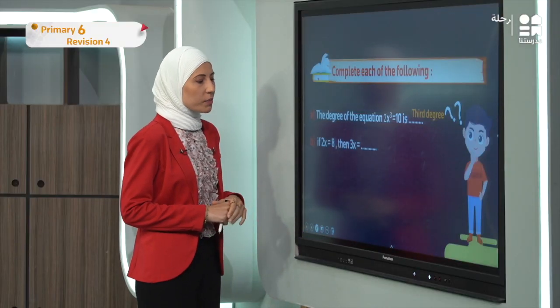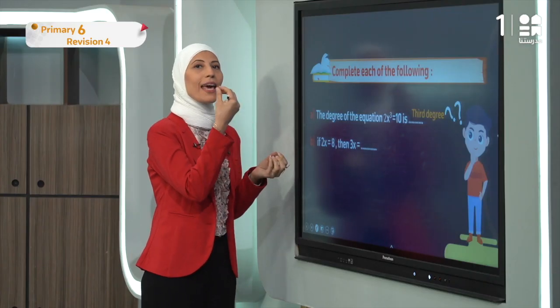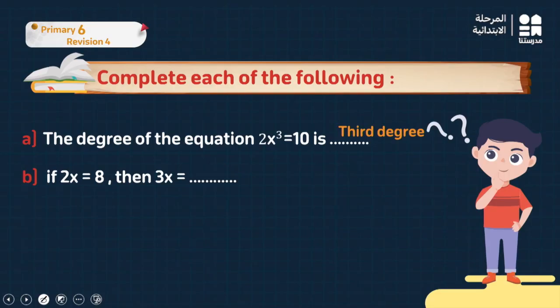The second one asks me: 2x equals 8, then 3x equals what? Here I am supposed to find the value of x first, then multiply it by 3. So to find the value of x, I divide by 2 on both sides. So x will be 4. But what about 3x? Here I make 3 times 4, which gives me 12.